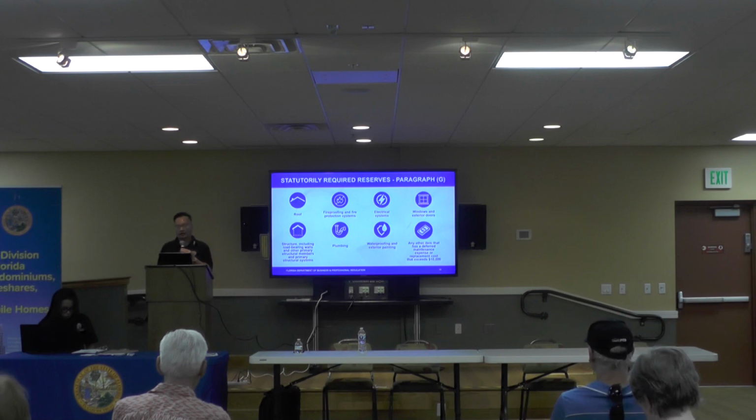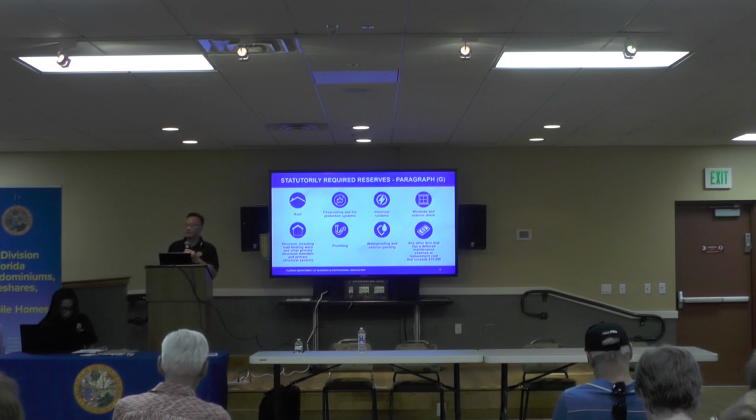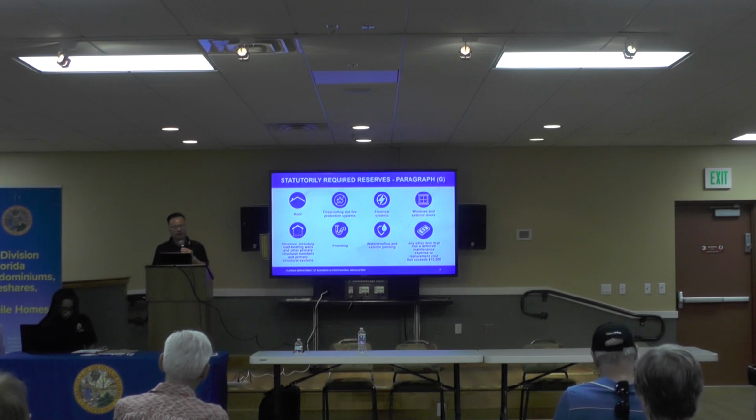These items are a roof, a structure, including load-bearing walls and other primary structure members, and primary structure systems as those terms are defined in chapter 627, section 706, fireproofing and fire protection systems, plumbing, electrical systems, waterproofing and exterior painting, windows and exterior doors, and any other item that has deferred maintenance expense or replacement costs that exceed $10,000.